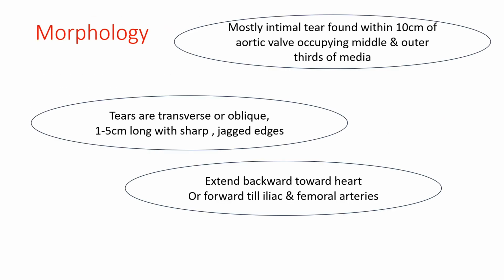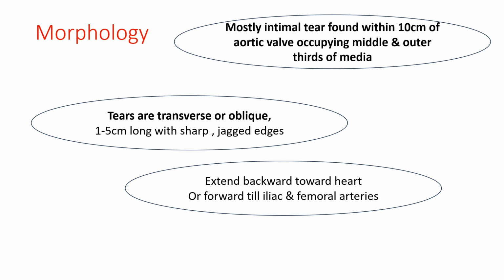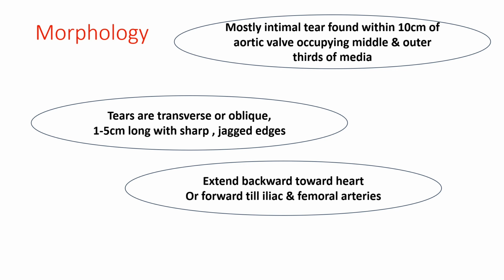Morphology. Most of the intimal tears are found within 10 cm of aortic valve occupying middle and outer thirds of media. The tears are transverse or oblique, 1 to 5 cm long with sharp jagged edges, extending backward towards the heart or forward towards the iliac and femoral arteries.